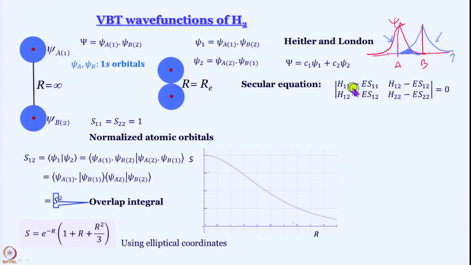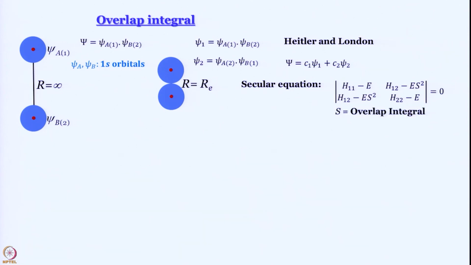Now we are back to what we were talking about. We have simplified the secular equation a little bit. This is how it was, remember: H11 minus ES11, H12 minus ES12 and so on. We have taken care of the S's. We have said S11 equal to S22 equal to 1. So, this term will become H11 minus E, this term will become H22 minus E, and we have said that S12 is equal to S square. So, this will become H12 minus ES square, and this one will become H12 minus ES square again. Here H12 and H21 are the same as we had said earlier, remember you can use the turnover rule. So, we are writing H12 and not H21.